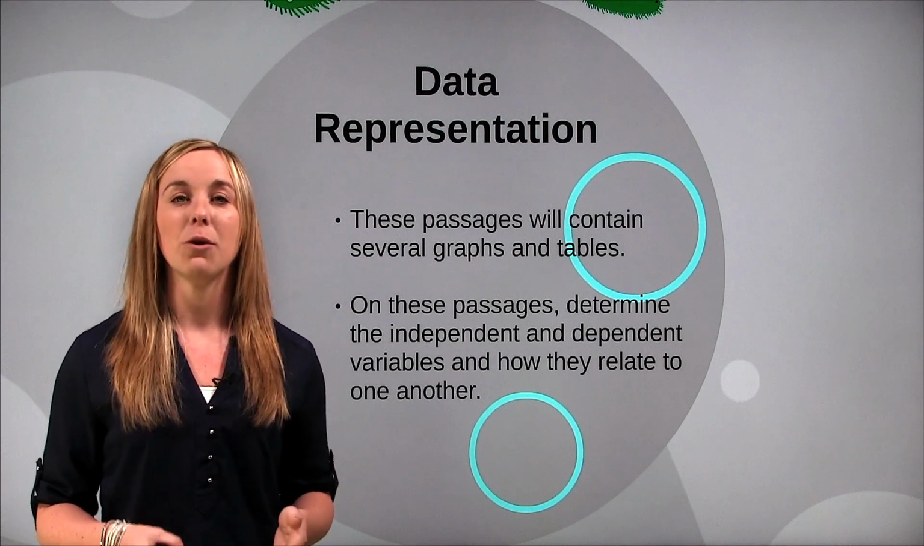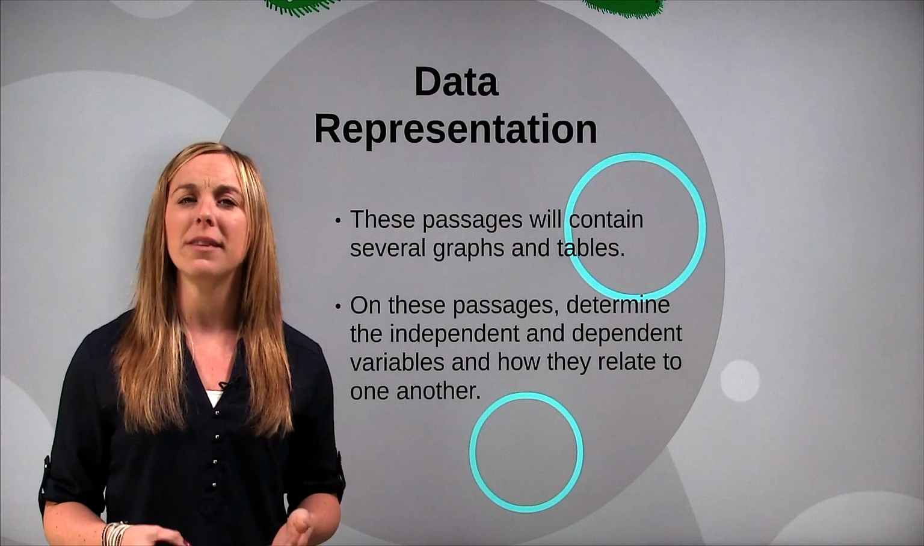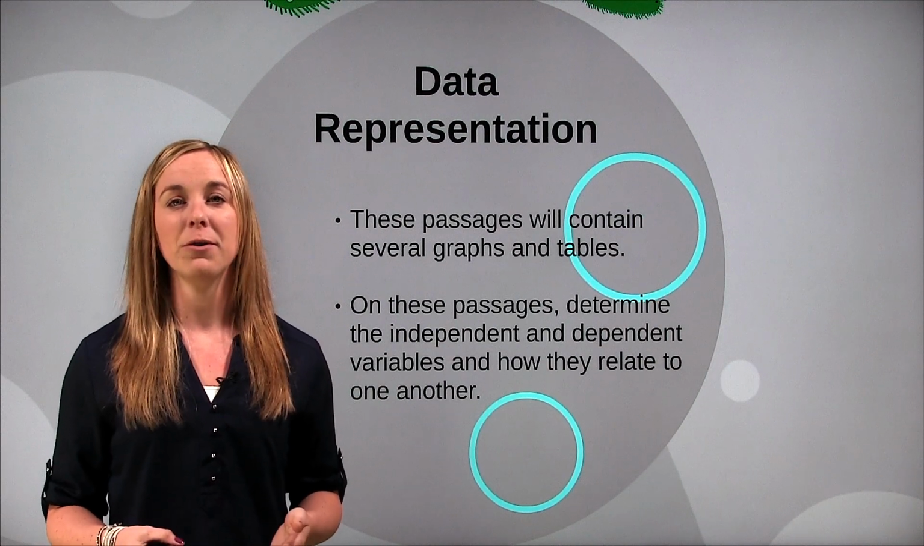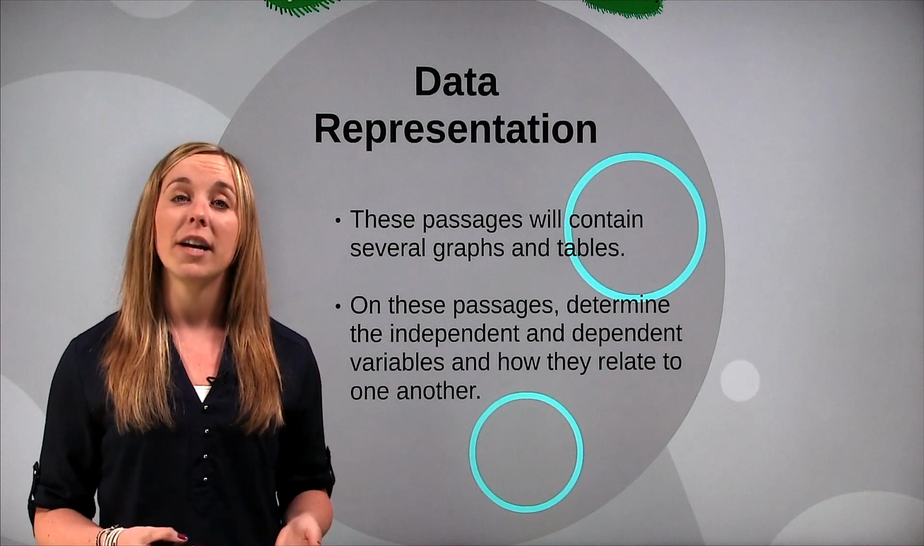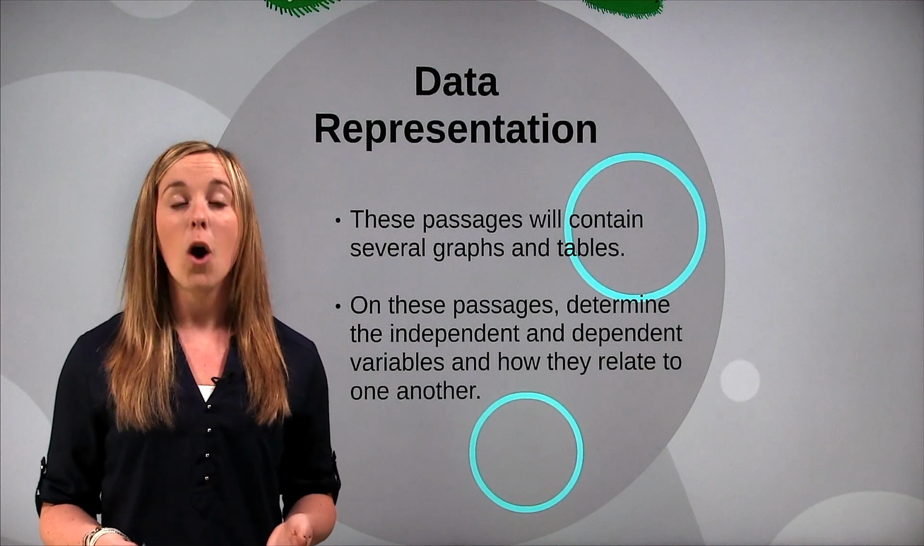When you are analyzing the graphs and tables, try to determine the independent and dependent variables and how they relate to one another. For example, as one increases, does the other decrease, or vice versa?